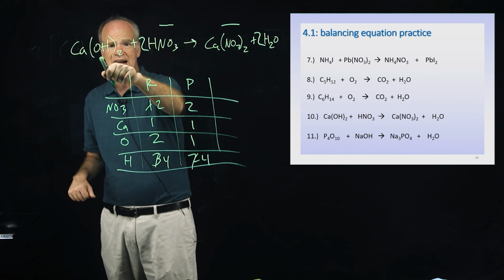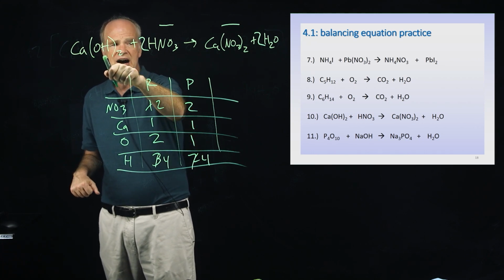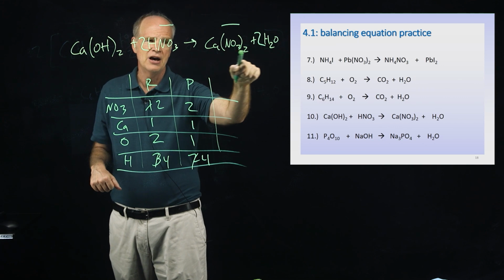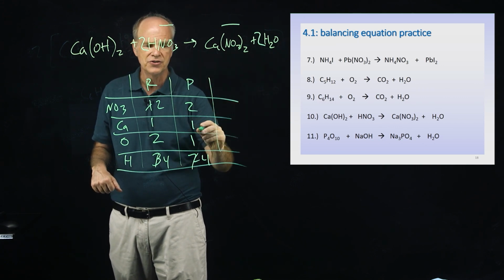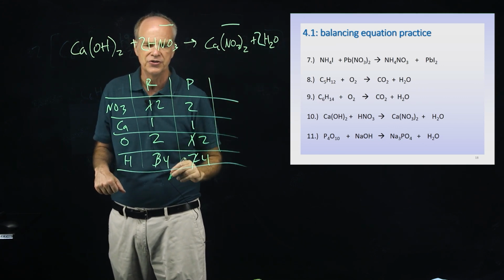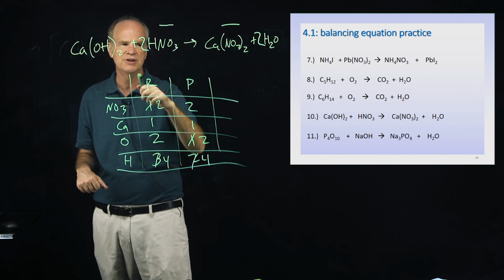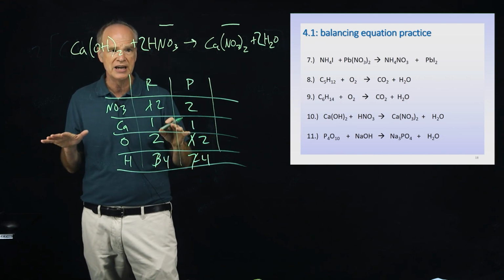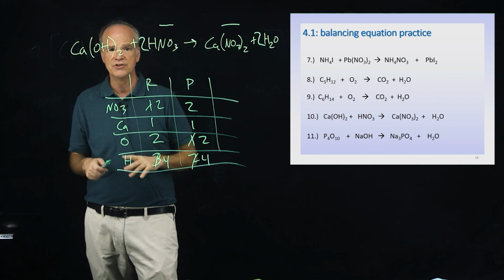So on the reactant side, it looks like I have 2 oxygens total here. On the product side, I have 2 oxygens. So it looks like the oxygens are balanced. And so the last thing I may want to check is calcium. Calcium is balanced. So this looks like a nice balanced equation. So we're done with this. So we'll move on.